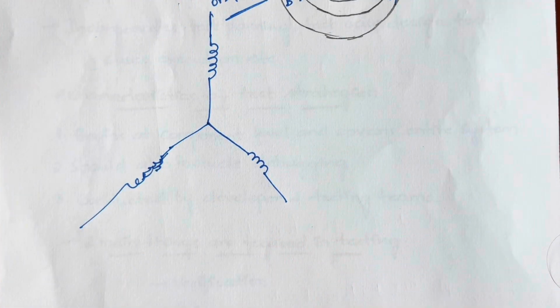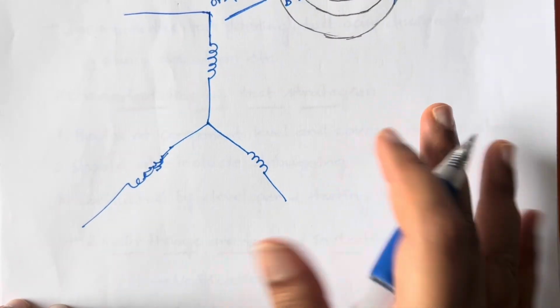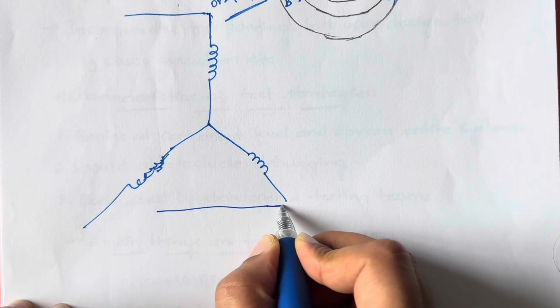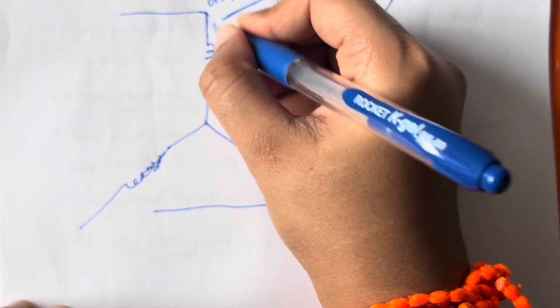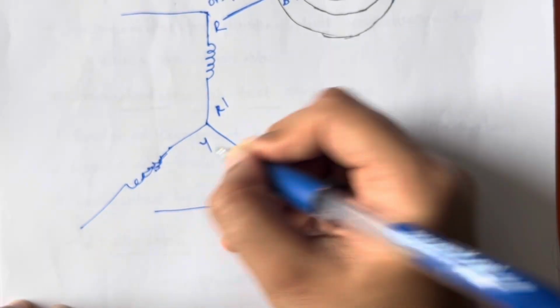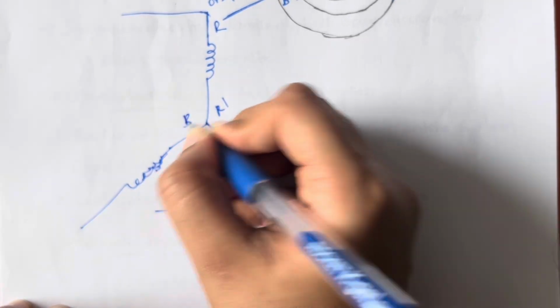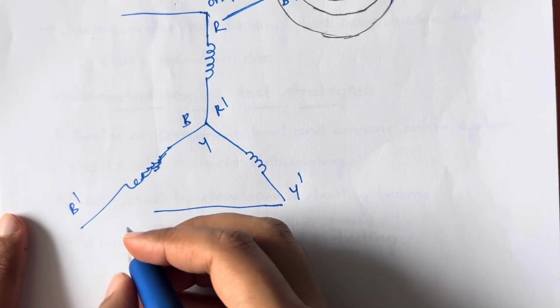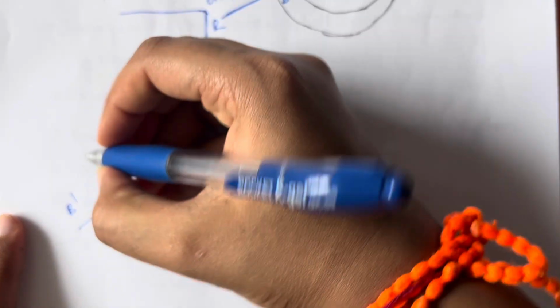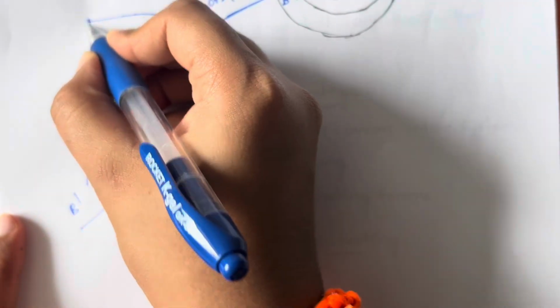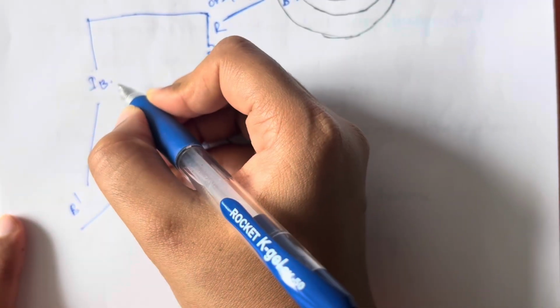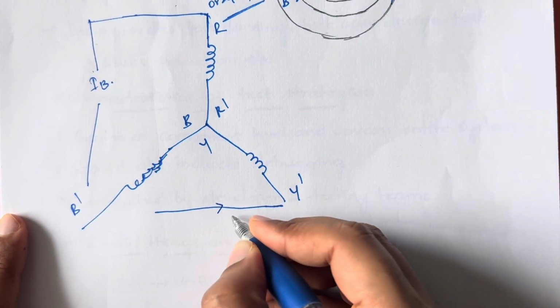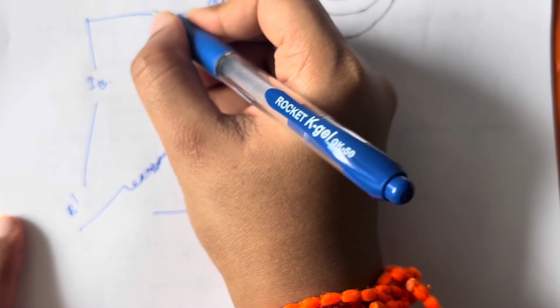Now let's try to see how current will flow. Let us say this is one component of current, and this is how IY will come. First of all let us give names to them. This is R and this is R dash, right? This will be Y and Y dash. This will be B and this will be B dash. We've given names to the components. So this is going to be your IB and your IY, and let's say this is going to be your IR.